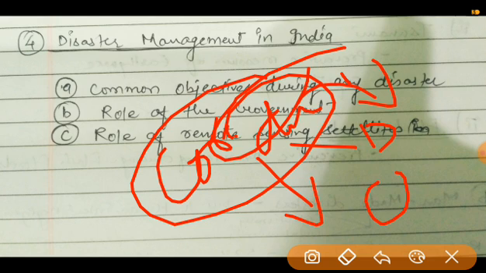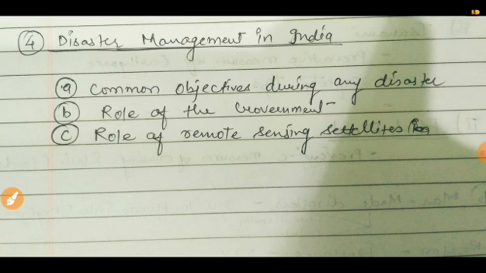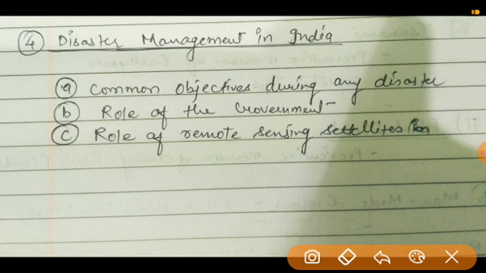Therefore, there is also a National Disaster Management. There is a special disaster management. It is the National Disaster Management. I hope you can understand what I'm talking about.